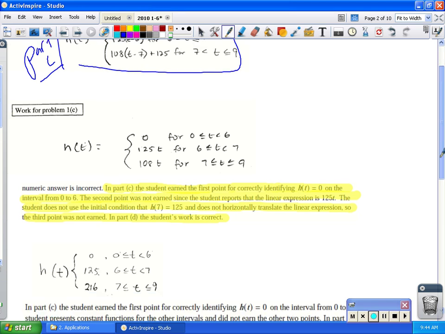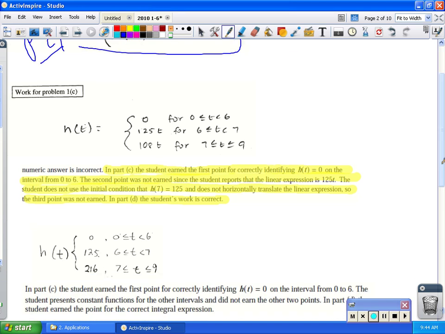Now, the second student, I've highlighted what they say about that. The student earned the first point in part C for correctly identifying that h of t equals 0. In other words, they got this piece right. The second point was not earned since the student reports that the linear expression is 125t, and instead of that 125 parentheses t minus 6.